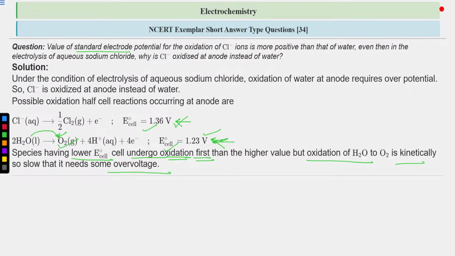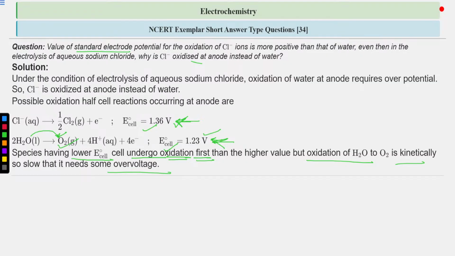Then it is given that chloride ions have a standard electrode potential more positive than that of water. Then you have to show how they are related, why we are saying that, and why we focus on this concept that it is more positive than this. In the electrolysis of aqueous sodium chloride, chlorine undergoes oxidation at the anode. Now you have to describe, relating these E naught values, the possible reactions that can happen at the anode. Then you can answer this question properly by relating these. So this is the correct way.